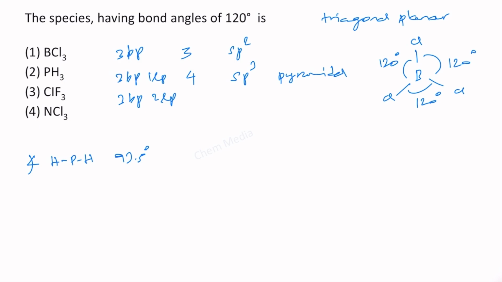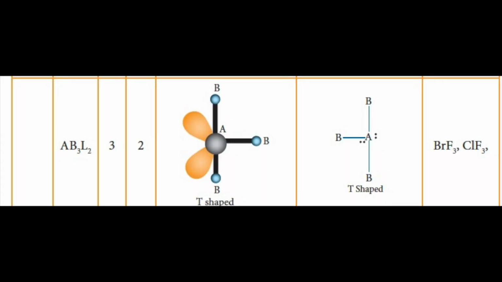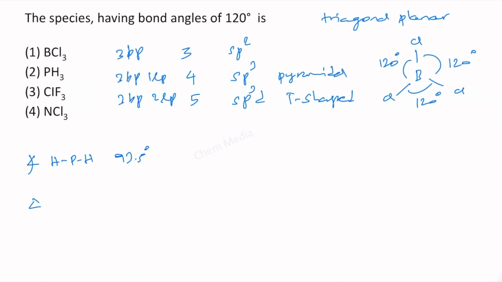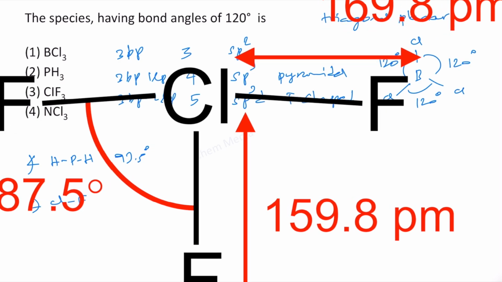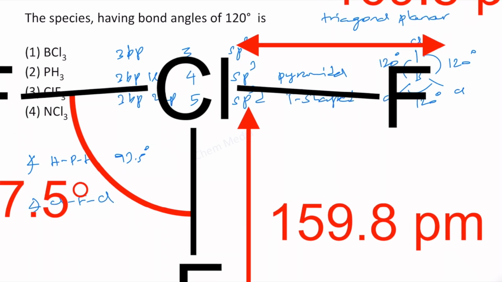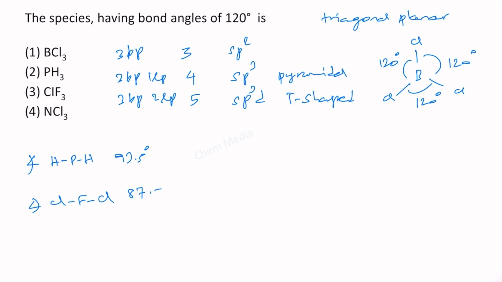In the case of ClF3, we will have 3 bond pairs and 2 lone pairs. Therefore, the steric number here is 5 and the hybridization would be sp3d. Therefore, the molecule will be T-shaped. The bond angle among chlorine, fluorine, chlorine would be 87.5 degree. Because of additional lone pair of electrons, the repulsion will be more here.